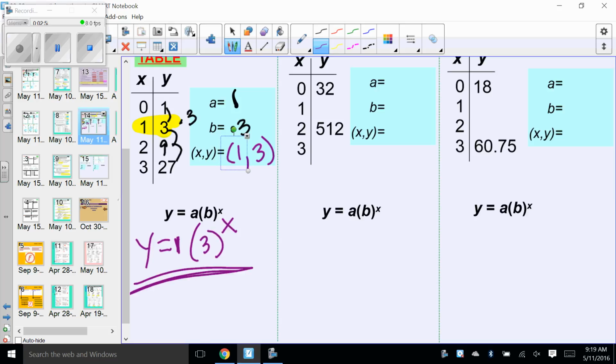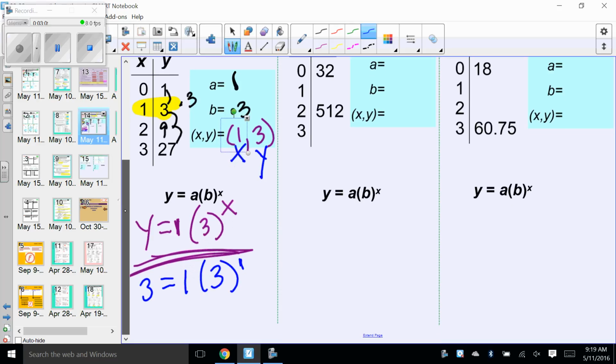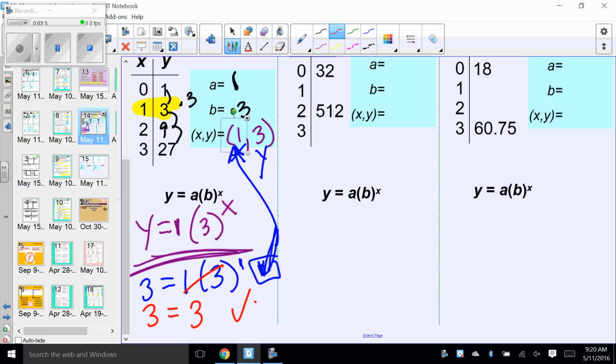Now to check that it works, we're going to plug in this coordinate here, x is 1, y is 3, and make sure that makes sense. We plug a 3 in the y spot and a 1 in the x spot and make sure that's true. We're just looking for a check down here. So we have 3 equals 1 times 3, which is 3. Yep, we got it. This is just our check to make sure that this equation is correct. Our equation is y equals 1 times 3 to the x power. This is called exponential growth.